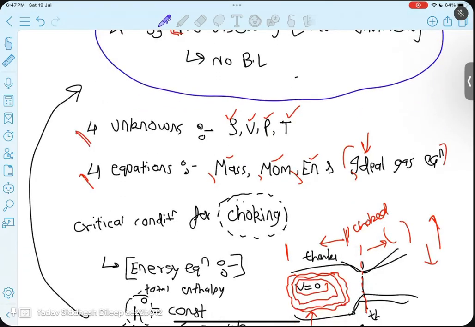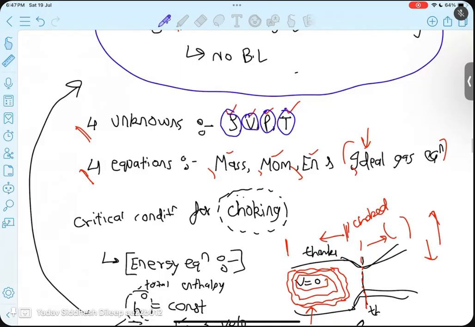There are four unknowns that we don't know at every step: density, velocity, pressure, temperature. And then we have four equations: conservation of mass, conservation of momentum, conservation of energy, and the fourth equation is the ideal gas equation.